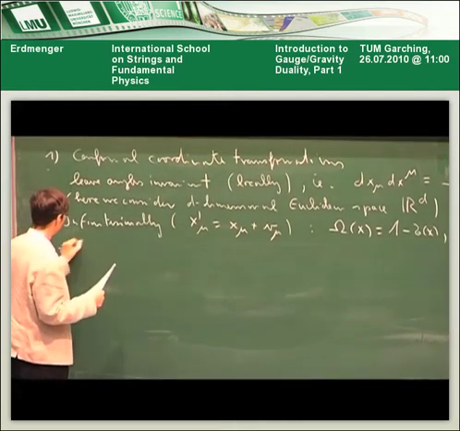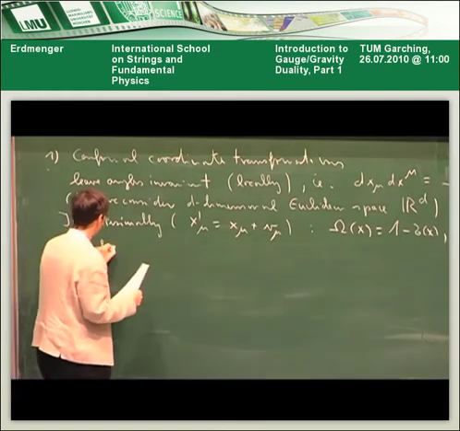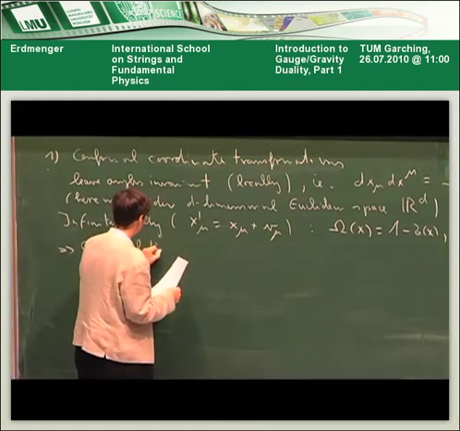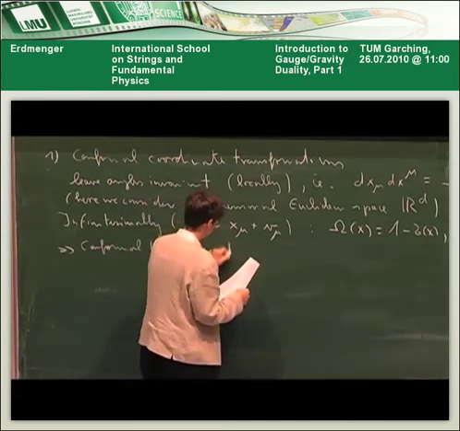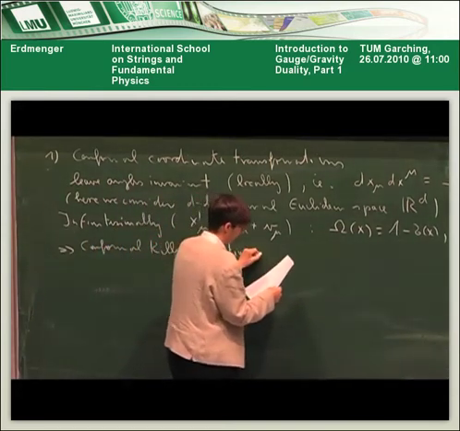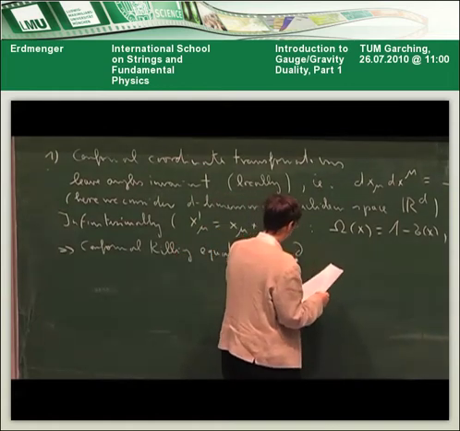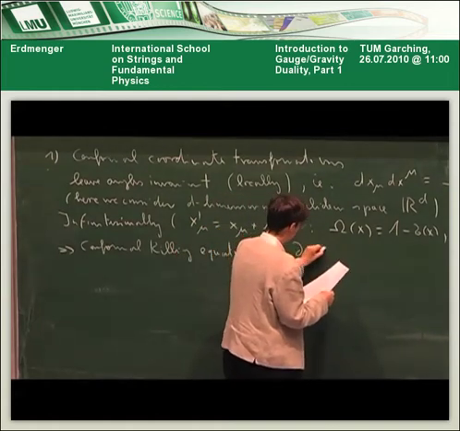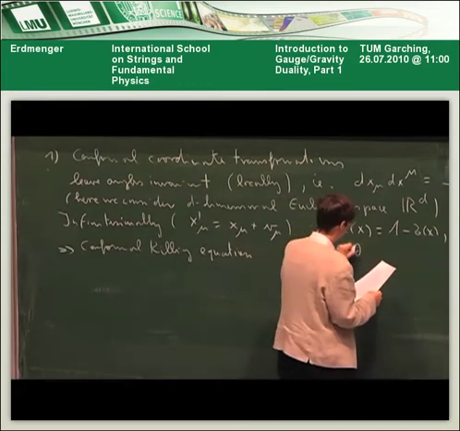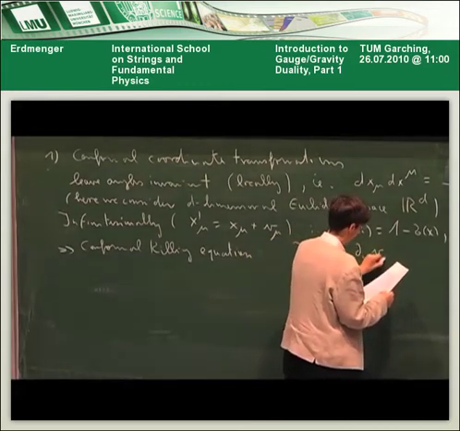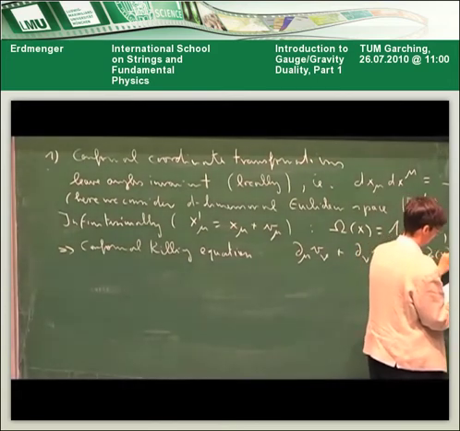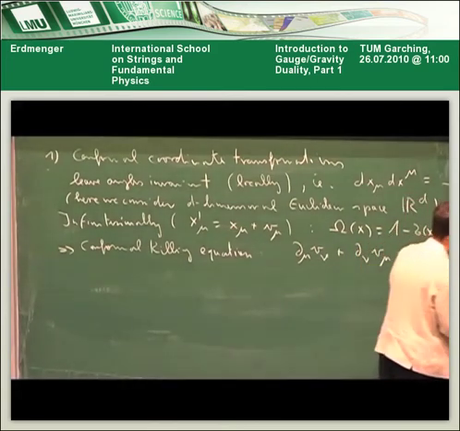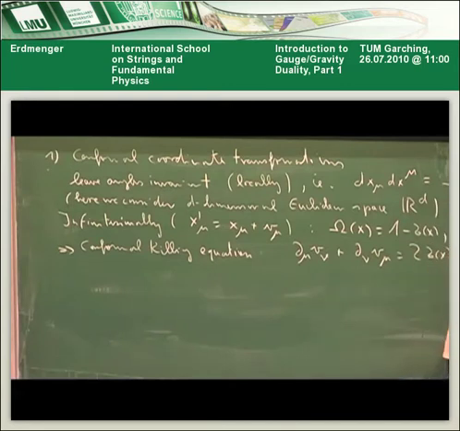So then we obtain the conformal Killing equation, and this reads like this: ∂_μ v_ν + ∂_ν v_μ = 2σ times the metric on flat space. And because here we're in Euclidean space, our metric is just δ_μν.